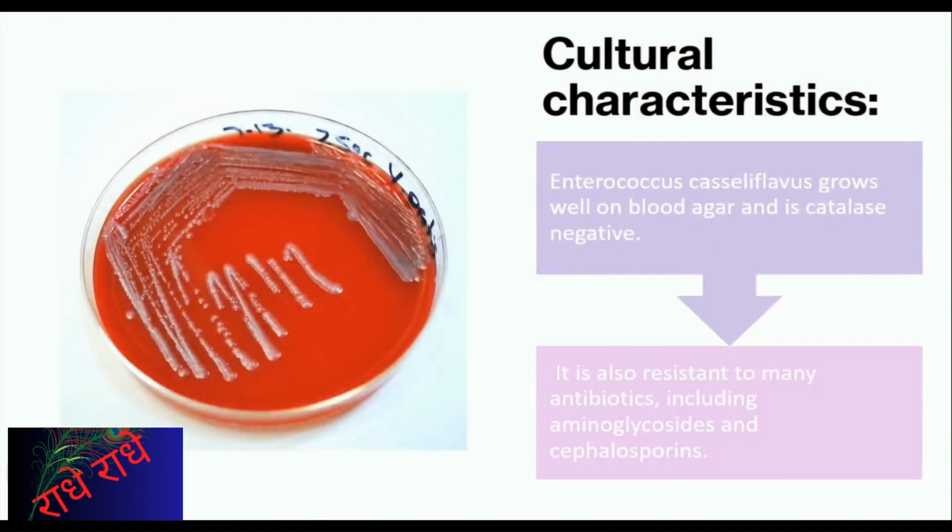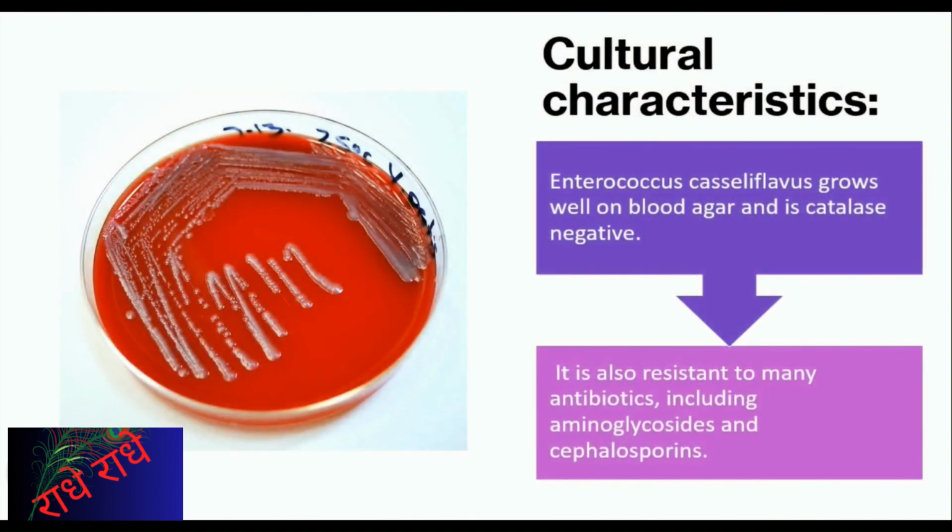Enterococcus casseliflavus is renowned for its ability to grow well on blood agar medium and its low susceptibility to aminoglycosides and cephalosporins. This bacteria is also characterized by its catalase negative status. All these cultural characteristics thus make Enterococcus casseliflavus a highly distinct species.